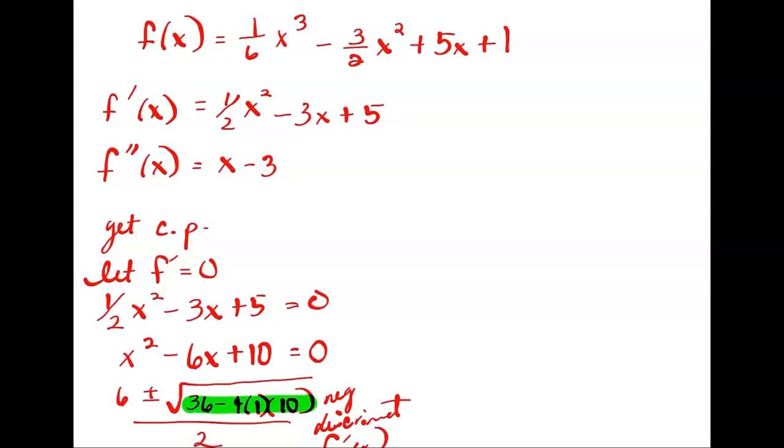Okay, so here we have a negative discriminant. So our first derivative is never 0. So that means there's no critical points. Okay, even though there are no critical points, we still want to be able to graph it, right? So we can move along now to the second derivative test to look at concavity.